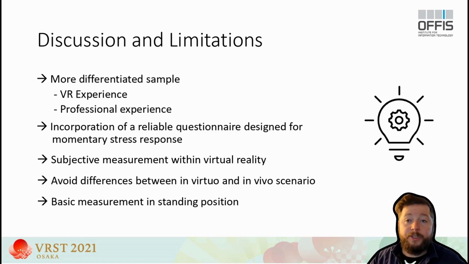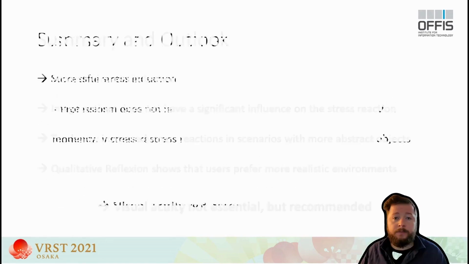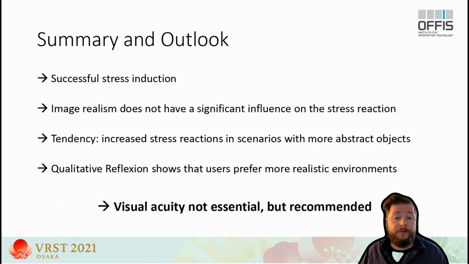For further research, differences between in virtual and in vivo scenarios should be avoided, and baseline recordings should be taken in standing positions as to minimize the differences in measures that are based on cardiac activity. This might also explain the differences of subjective and the objective results. In this study, we present research on the influence of image realism and the stress response of users. By varying the vividness of our virtual environment to different degrees, we elicit measurable and different stress responses from our participants. However, as per the subjective measures, the image realism does not have a significant influence on the stress reaction, yet there is a tendency to higher stress in more abstract scenarios.